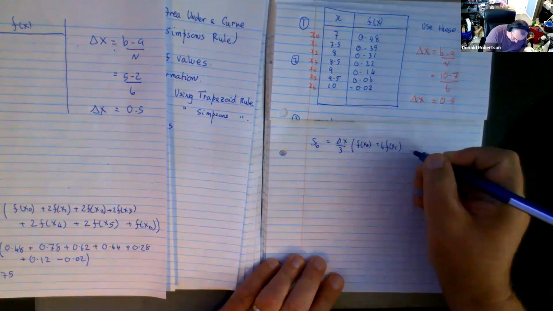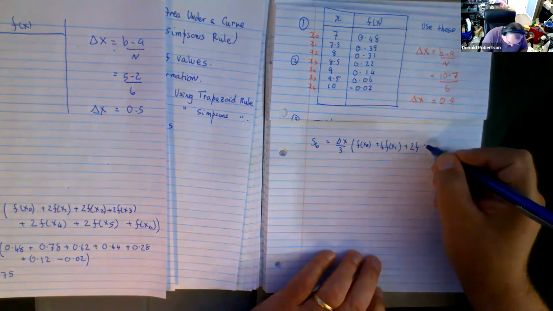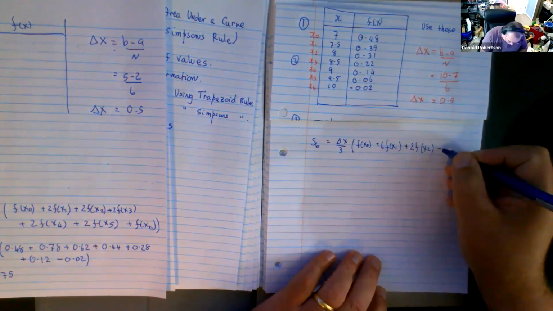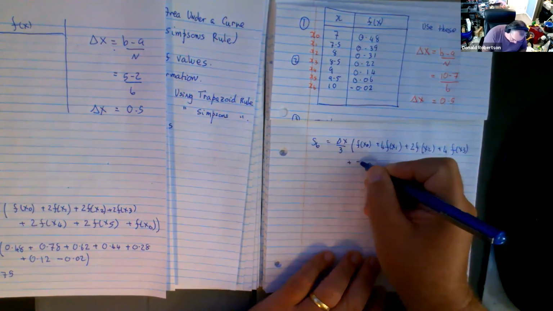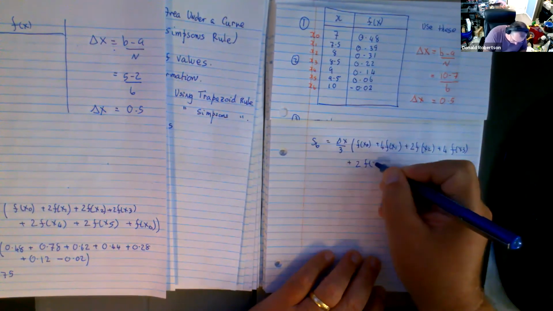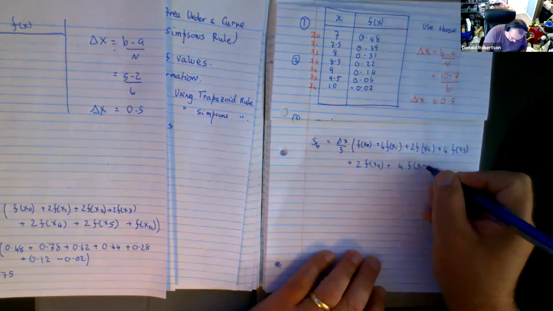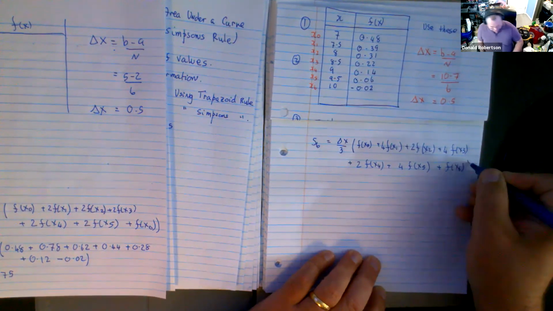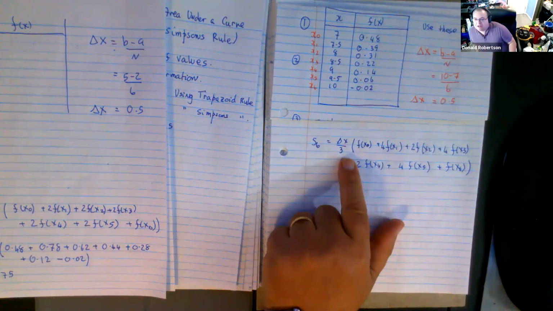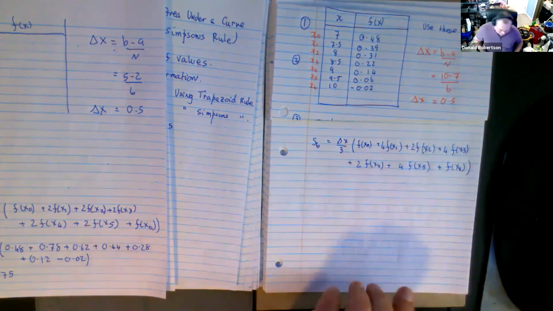4 of that guy. 2 of the next guy. 4 of the next guy. 2 of the next guy. 4 of the next guy. And then you finish with 1 of the last guys. So that is going to be quite a messy calculation. Would you agree that you have to change how much you multiply each of the guys by?